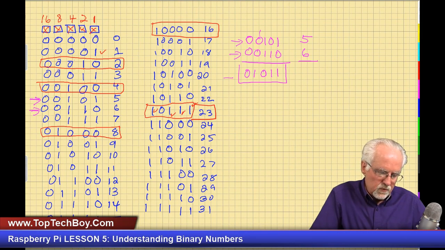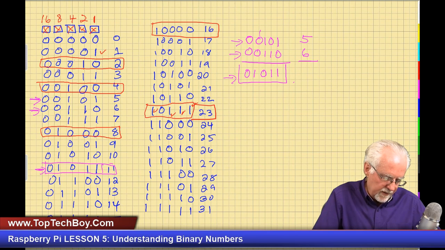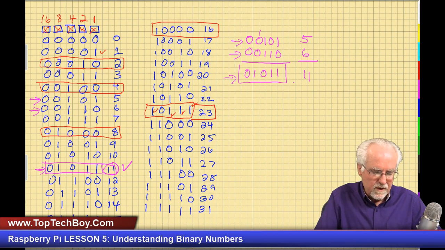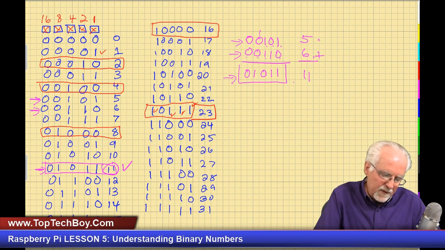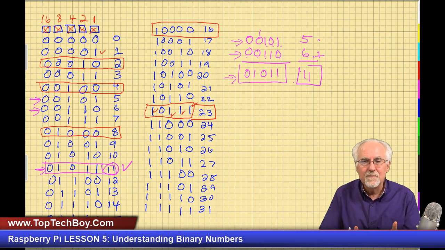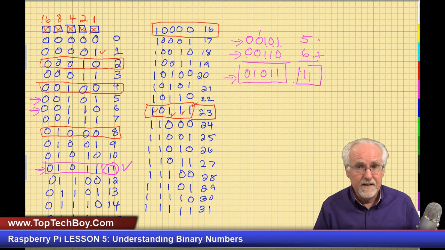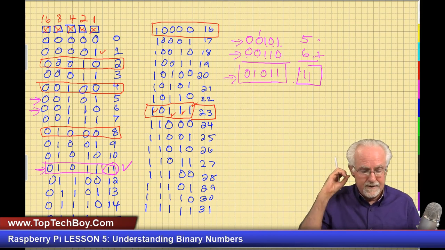Now, what is this one? 01011. That is what? That is the number 11. Okay, so 00101 plus 00110 is 01011. 00101 is 5. 00110 is 6. And what do we know? 5 plus 6 is 11. So you see, even though it's a different numbering system, it really works the way we would think, that if I add the binary number for 5 and I add the binary number for 6, then I get the binary number of 11.